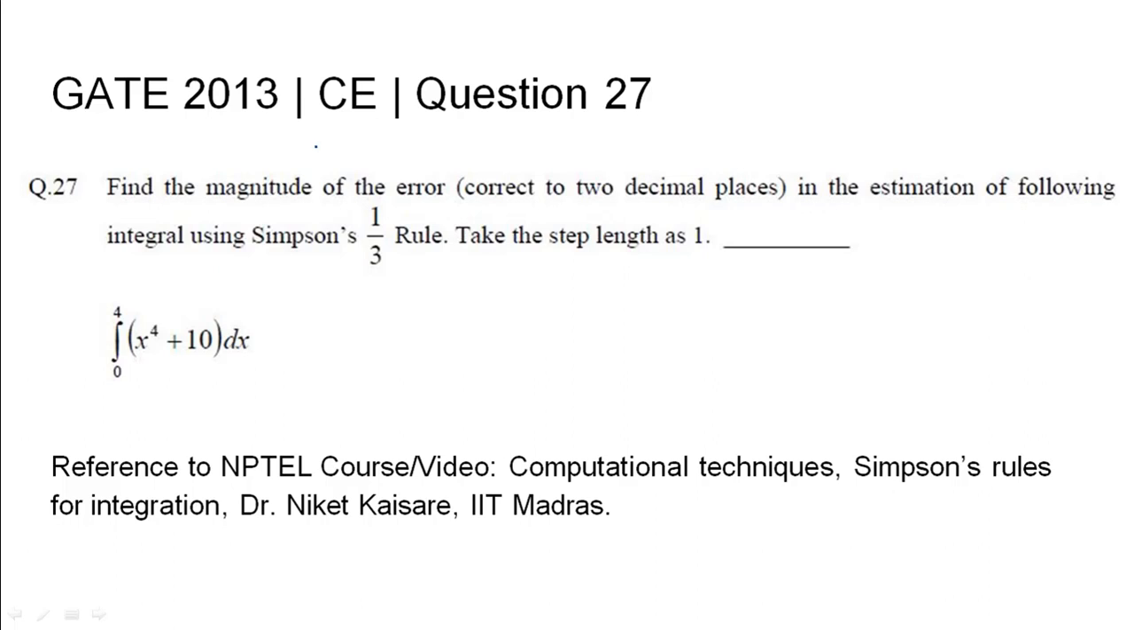GATE 2013 Civil Engineering Question 27. Find the magnitude of the error in the estimation of the following integral using Simpson's 1/3 rule. Take the step length as 1. The integral is given as the integral from 0 to 4 of x to the power 4 plus 10 dx. The answer needs to be found rounded to 2 decimal places. The relevant NPTEL reference has been cited.